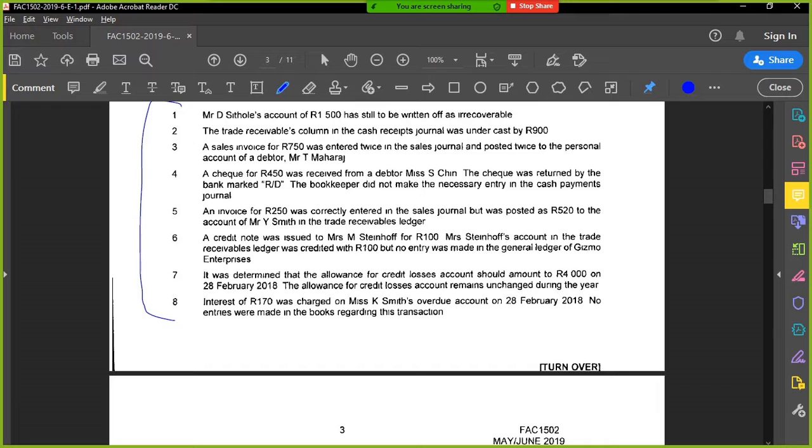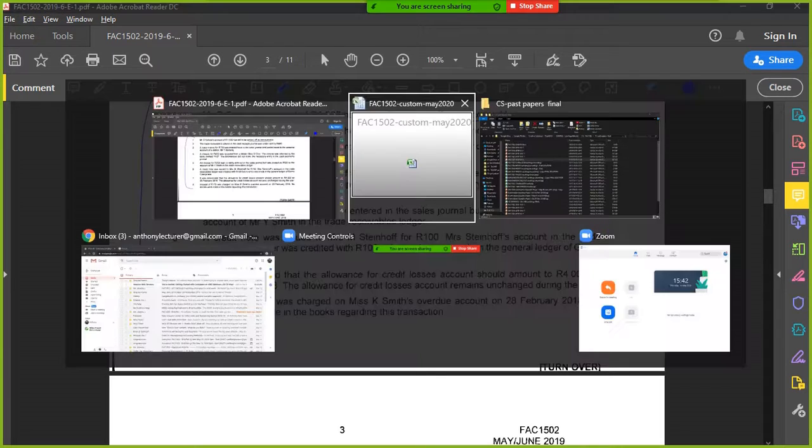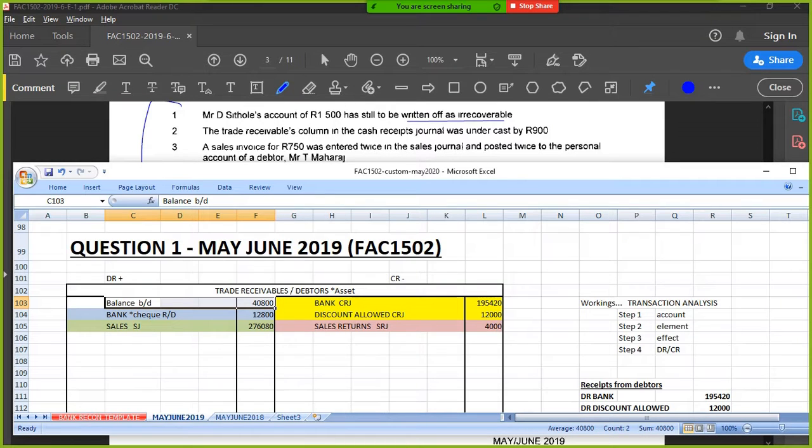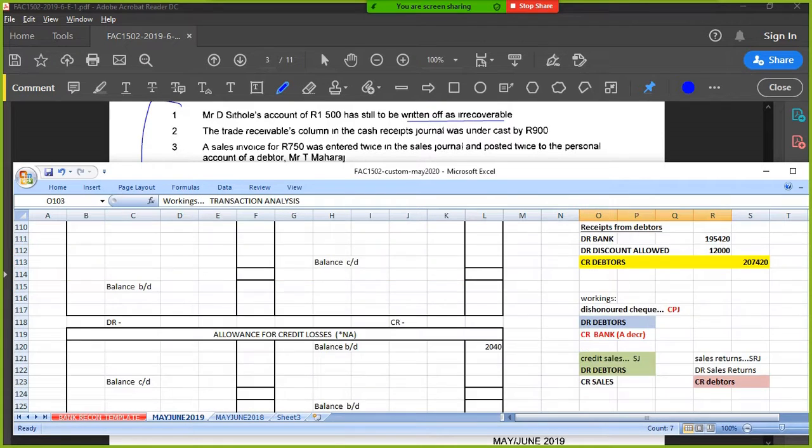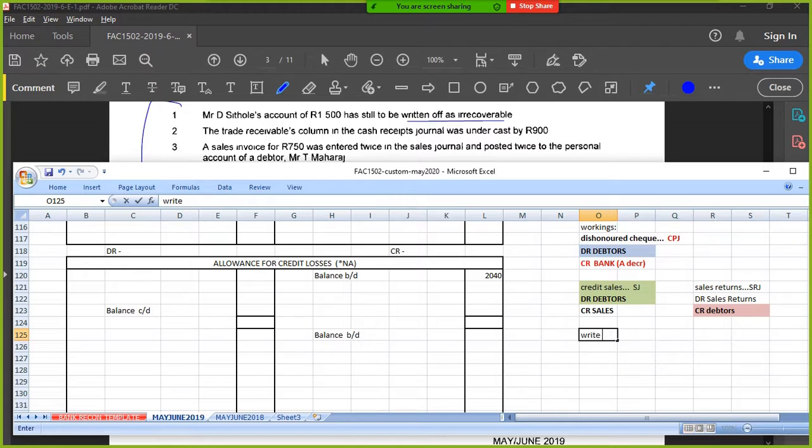Okay, number 1. What am I going to do with this? Mr. D, 1,500 written off as irrecoverable. You tell me. Doesn't it go by credit allowances? No, this is not an allowance. You're writing off bad debt. How do you write off bad debt? Give me the working. You debit credit losses and you credit debtors. There we go. See, the working is the answer.